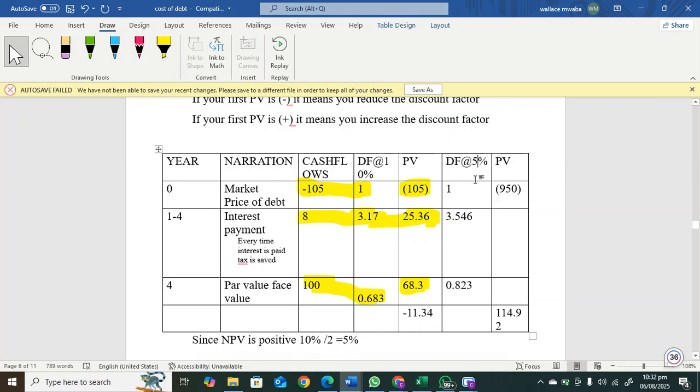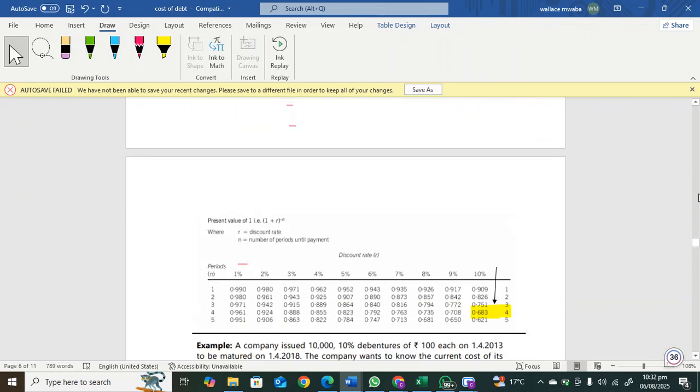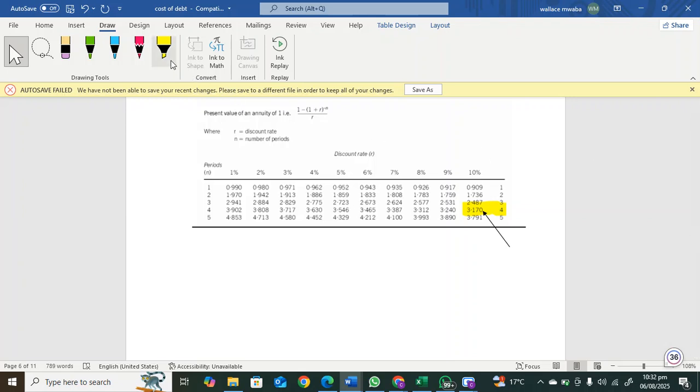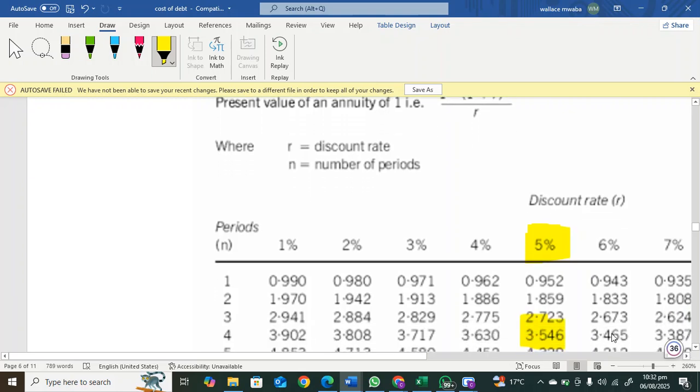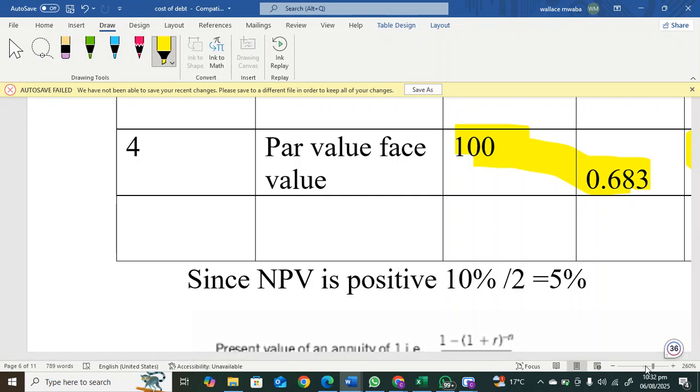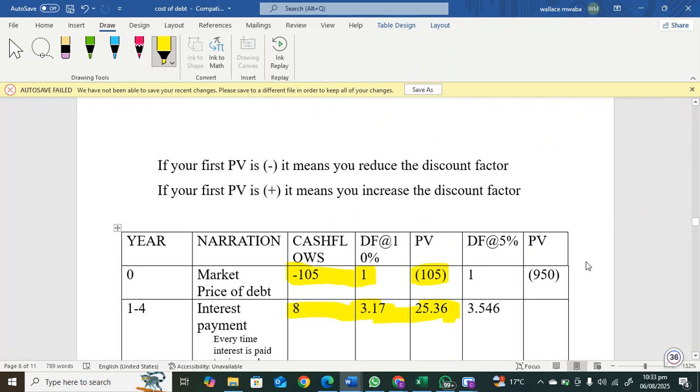So once you've determined your new discount factor, you go back to the tables. Year 0, your discount factor will always be 1. Year 1 to 4, we go to our annuity table. 5% is here. In year 4, our discount factor is this one, 3.546. So we put it there.